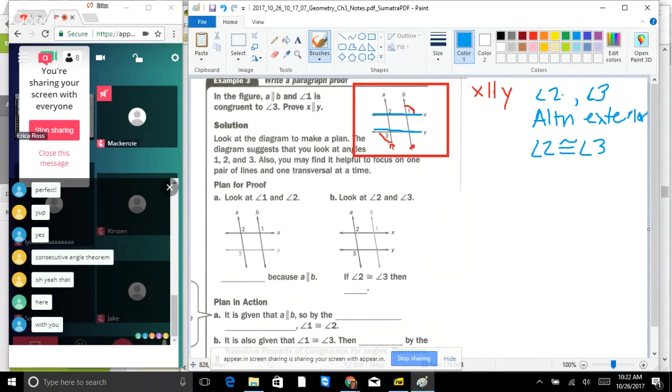So first up, let's look at angle 1 and angle 2. What do we know about angle 1 and angle 2? So I'm down here in this picture. We know that A and B are parallel to each other. And if I look at angle 1 and angle 2, X is my transversal in this case. So I'm going to draw it in pink. X is my transversal. So what do I know about angle 1 and angle 2?